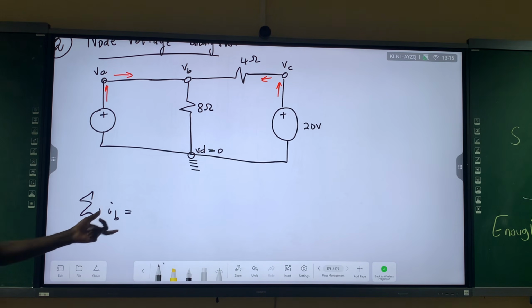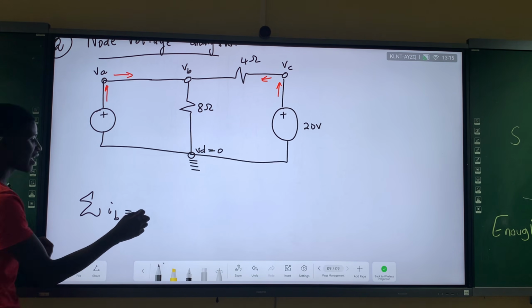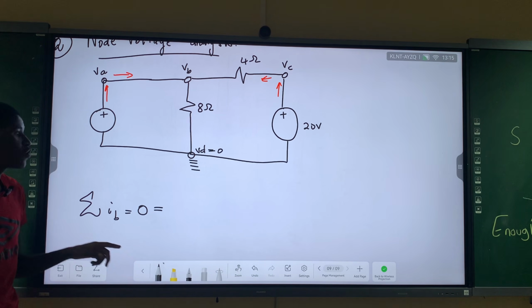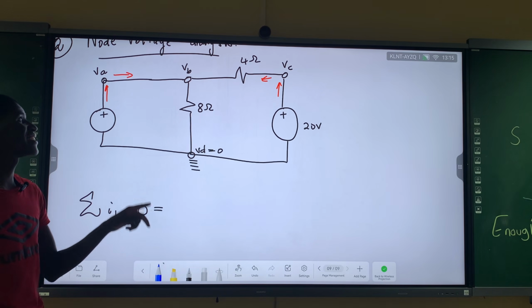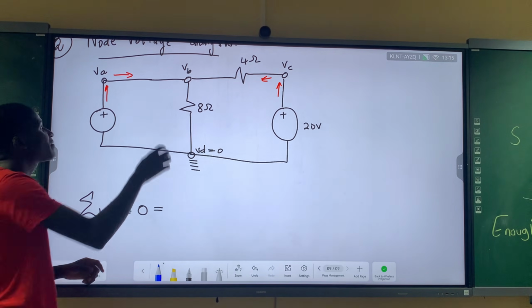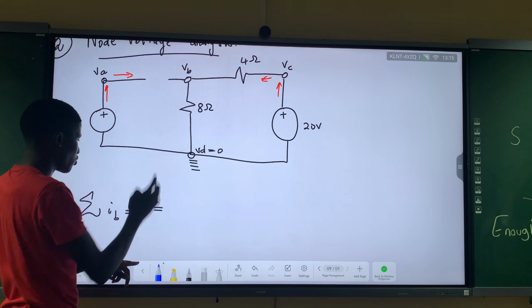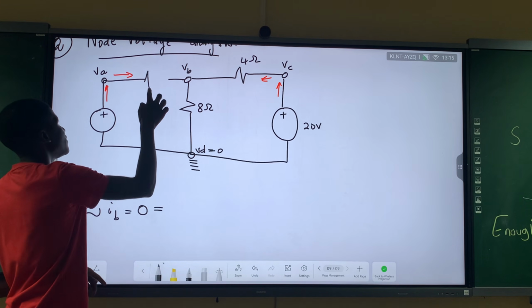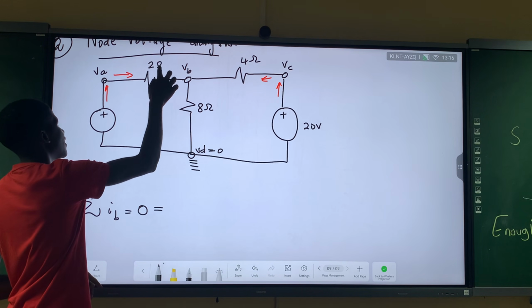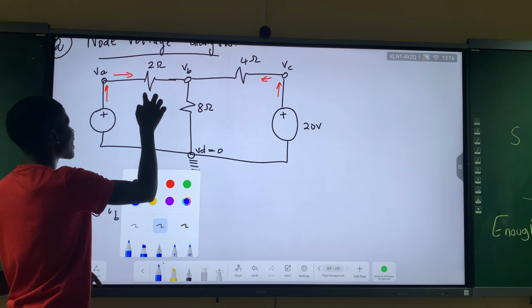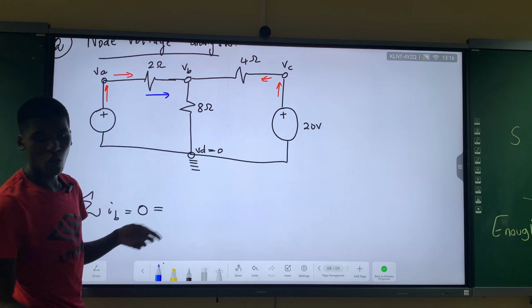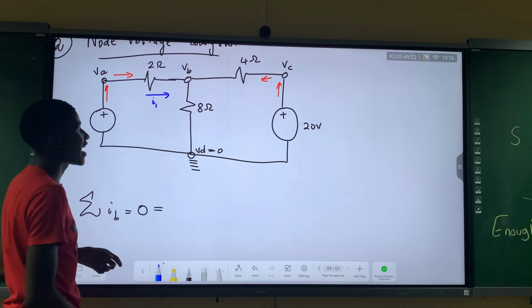But we use the current law, so let's not confuse them. According to Kirchhoff's law, if we look at B, let's look at our current going to B here. Let's have the first current. Oh, I missed one resistor here. That's not a 2 ohms resistor. Here we have a 2 ohms resistor. So we have a current here that we will call I1. So this is I1.